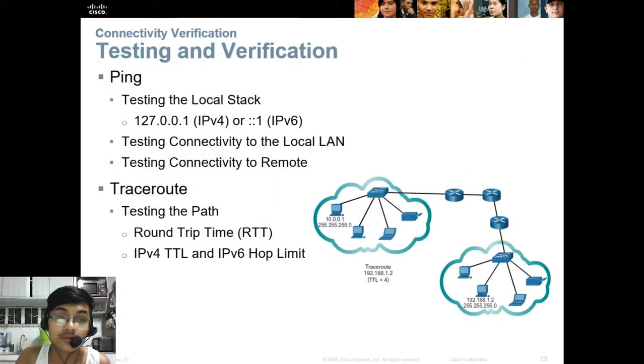Testing and verification. We have here two commands. The ping command tests whether you can connect to the local LAN or a remote network. For traceroute, it tests the path available for the trip of the segment or the packet.